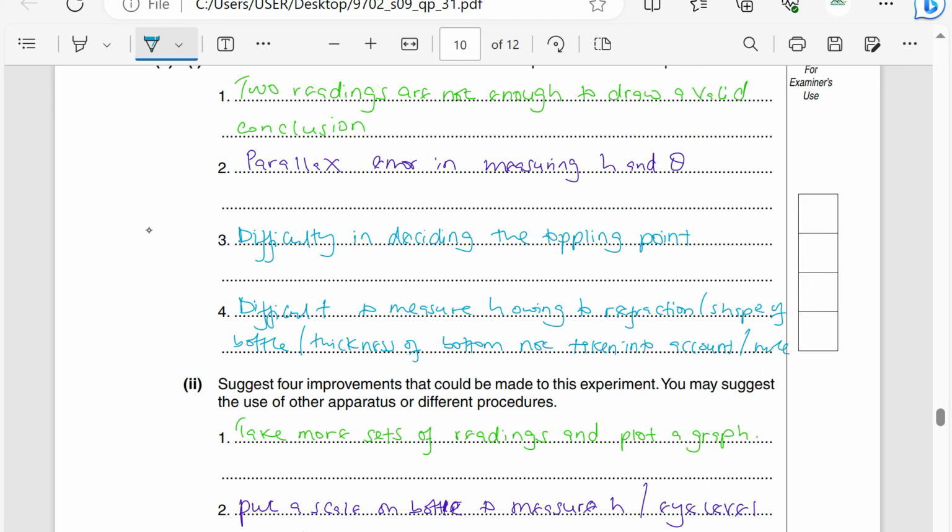Or you could also have seen that the ruler does not start at 0. Or you could say it was difficult to line up the protractor. It is difficult to line up the protractor because of the shape of the bottle. So all that could be referring to almost the same thing.